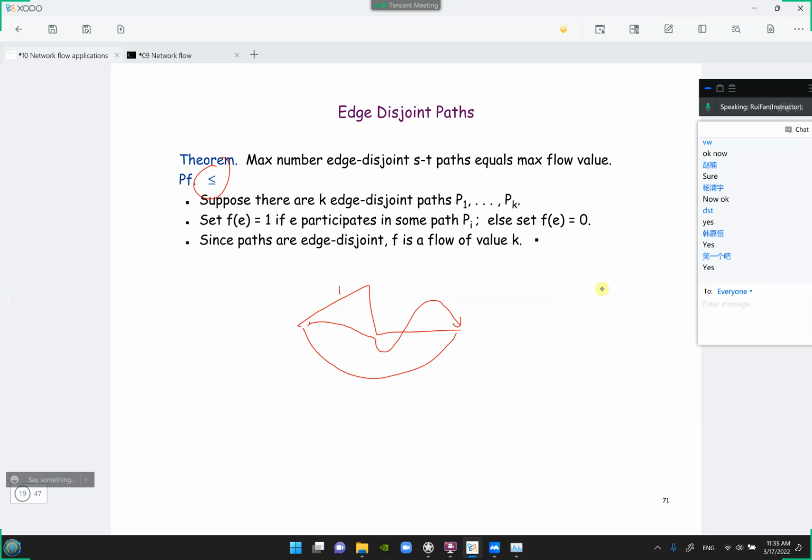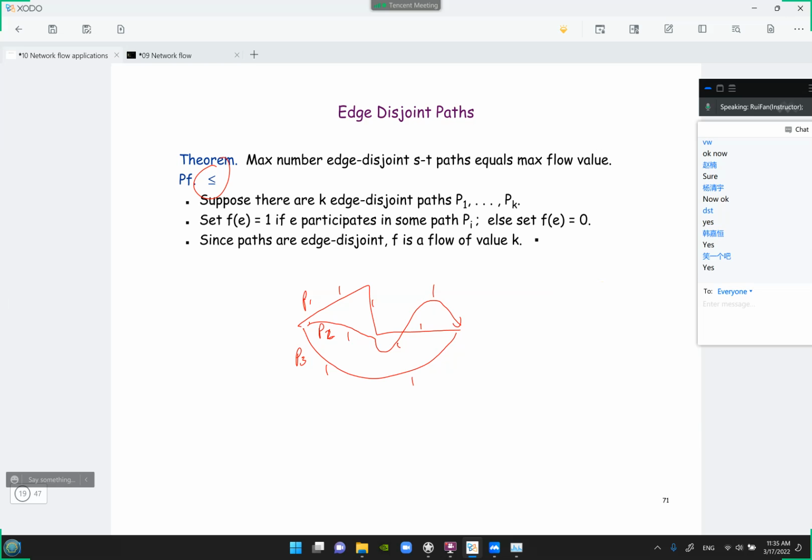Okay, so you send 1 unit of flow on this path, 1 unit of flow on this path, and 1 unit of flow on this path. All right, and now we claim that we have these paths P1, P2, and P3. If you put all of the flows together, the 3 different flows each of size 1, you get a valid flow of size 3.